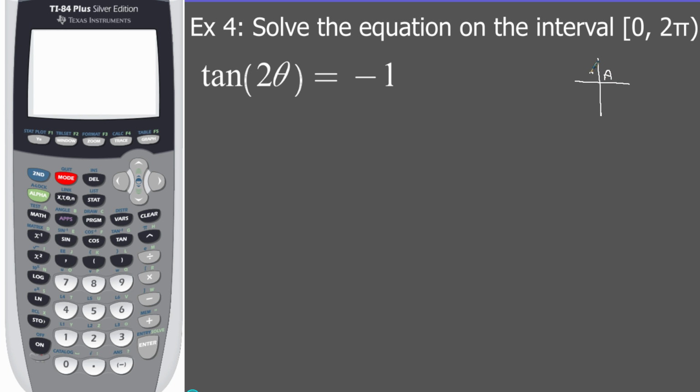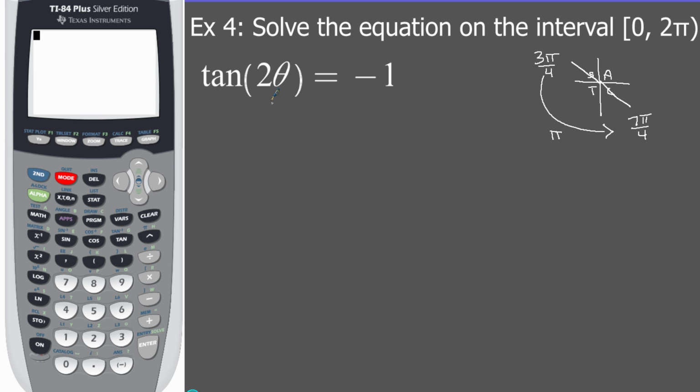One of the things you can think about is ASTC: where is tangent negative? So you know there's got to be a value in quadrant 2 as well as down in quadrant number 4. In quadrant number 2, that value is 3 pi over 4. That's where tangent is -1. And in quadrant number 4, it's at 7 pi over 4. Now, one of the things you want to notice about these two particular values is that they are pi apart. So if I were to travel from 3 pi over 4 all the way to 7 pi over 4, I would travel a distance of pi.